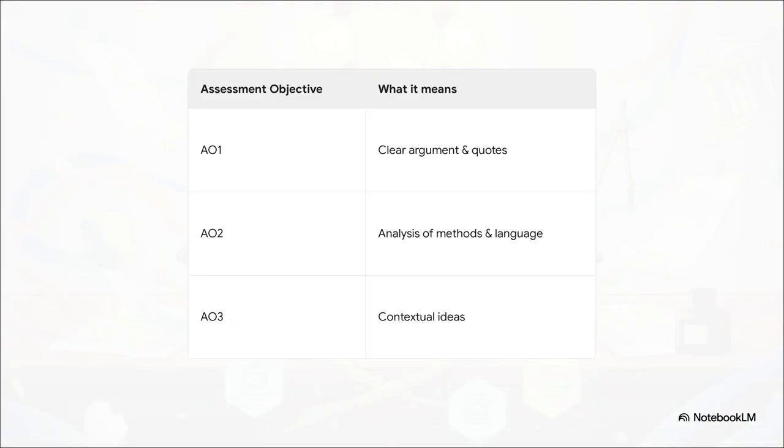And looking at this really demystifies how you're actually graded. If you want top marks, you just need to hit these assessment objectives, or AOs. AO1 is your clear argument and pulling quotes from both poems. AO2 is diving into the poet's methods and language. And AO3, that's bringing in the context and perspectives. Consistently hit AO1, AO2, and AO3, and you are literally handing the examiners exactly what they're begging for.